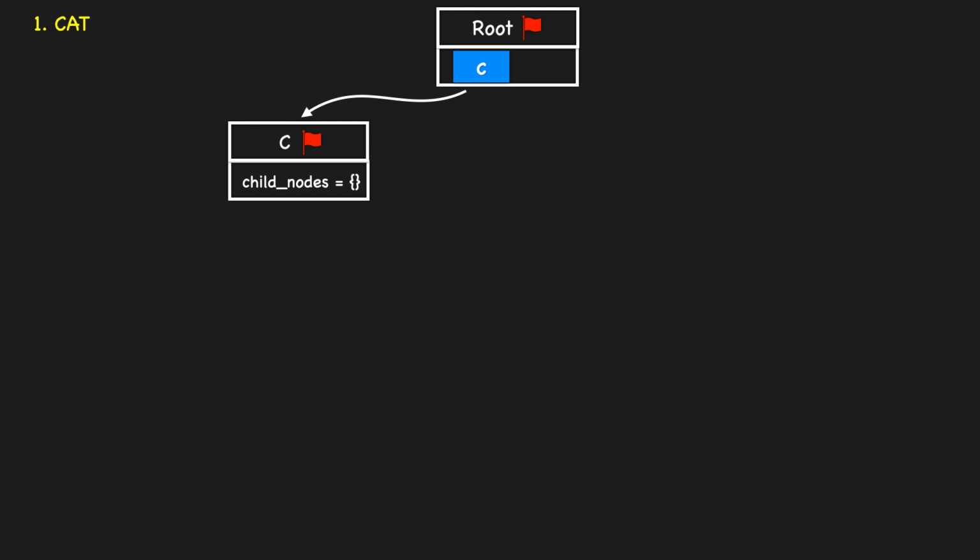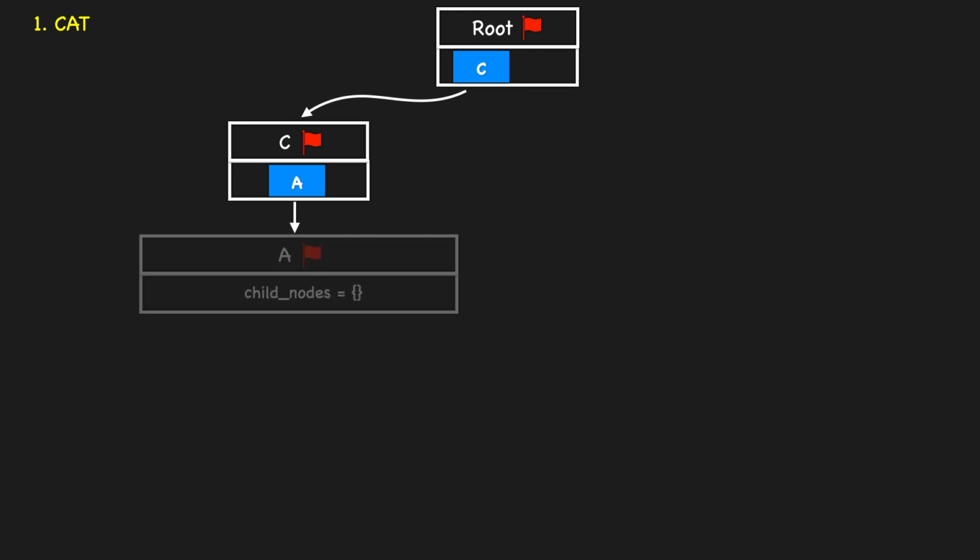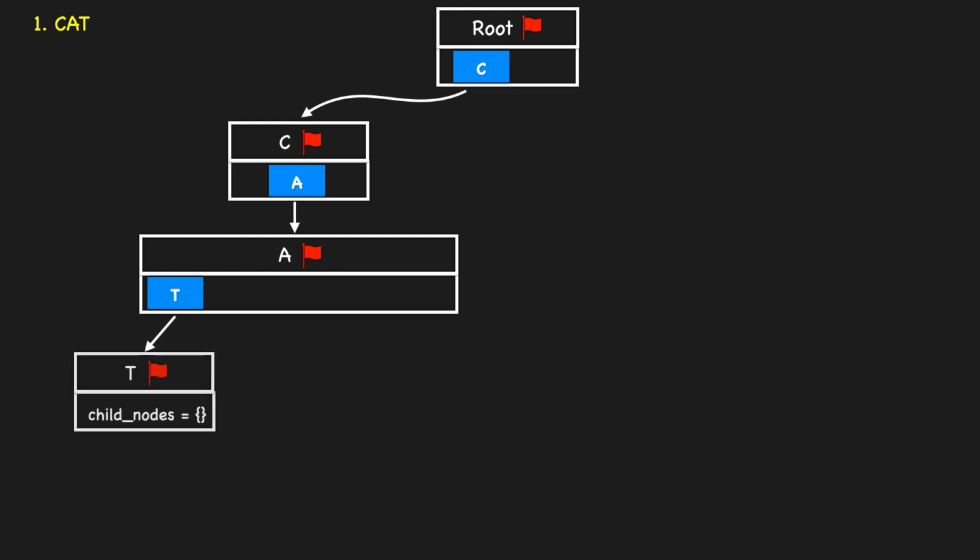The next character we'll add is A to C's child nodes, and its value will be a trie node representing the character A. The last character we'll add is T to A's child nodes, and its value will be the trie node representing the character T. Since we have reached the end of the word, we will change the isWordEnd flag to true as represented by the green color here. The next word we'll add is car.